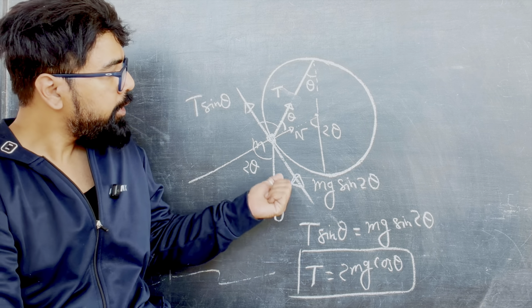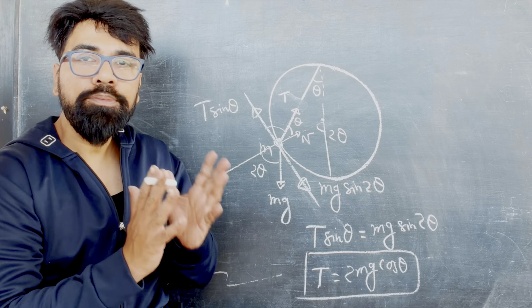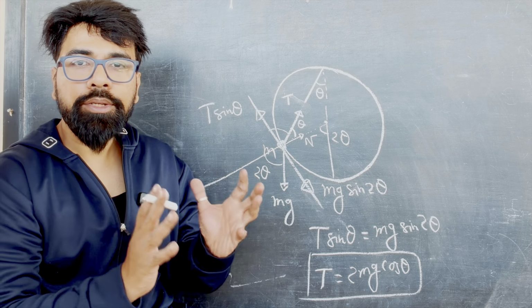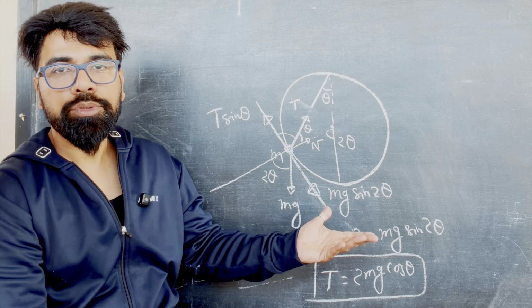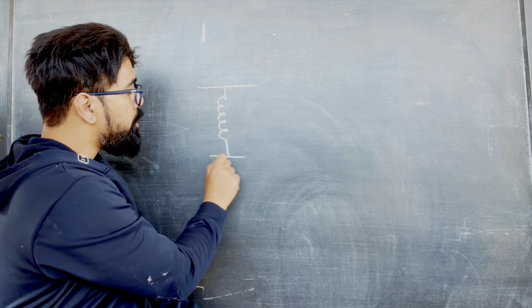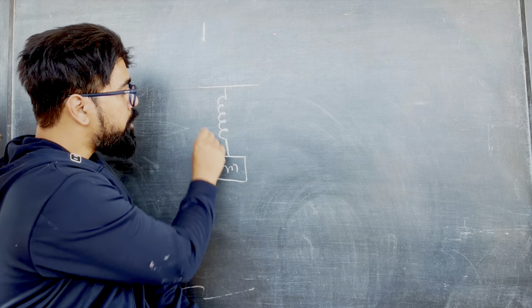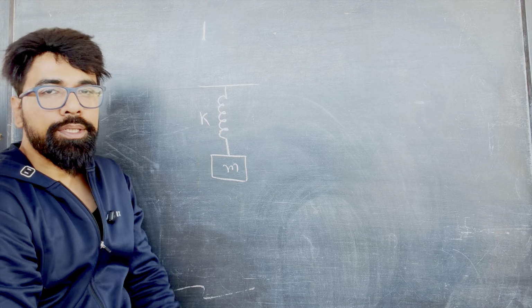This is the tension acting along the string. If you tried this question and got the answer, you are in that 1% category of students who can solve this question. Now we'll try another question. There is an ideal spring and a block of mass small m. The question asks for the maximum elongation of the spring.